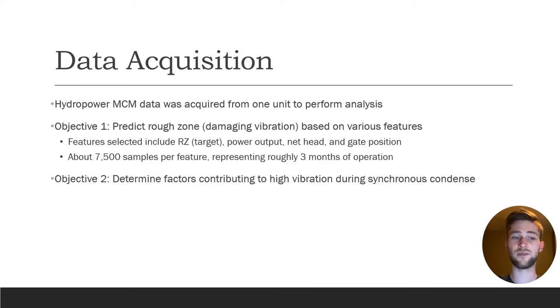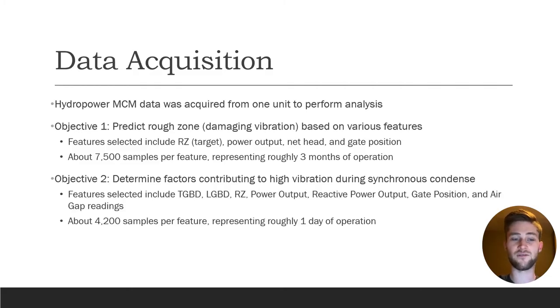The second objective was to determine factors contributing to high vibration during synchronous condense. And these features included turbine guide bearing vibration, lower guide bearing vibration, rough zone, power output, reactive power output, gate position, and air gap readings. So synchronous condense mode is a mode where the water is cleared out of the draft tube of the generator, and air is actually injected to create kind of a bubble. So the turbine is spinning in air. It's often called spinning reserve, and it gives the opportunity to provide grid stability while not generating electricity. And for this analysis, about 4,200 samples were selected per feature, which represents about 1 day of generator operation.